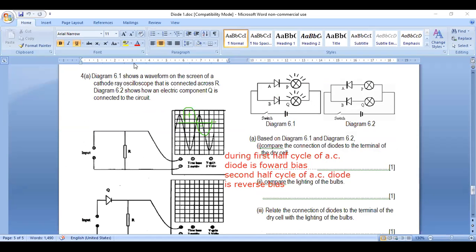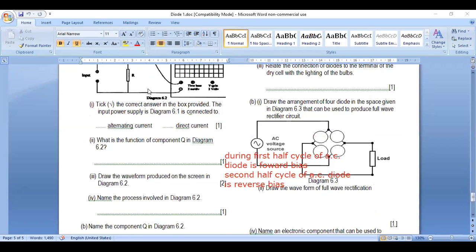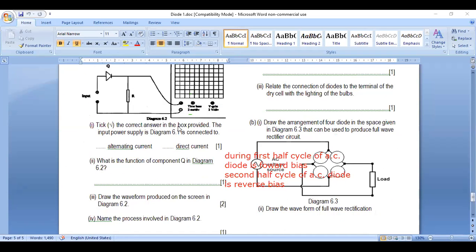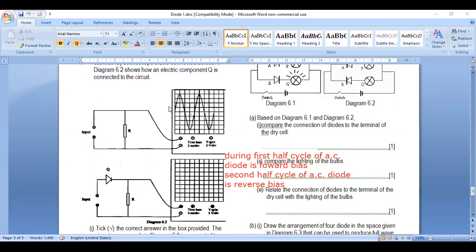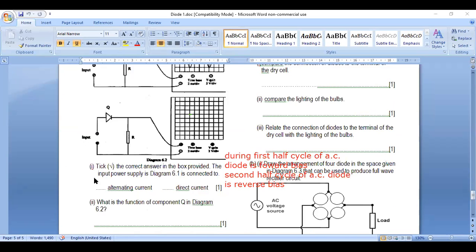Okay. Now, one more example. Diagram 6.1 shows a waveform on the screen of the cathode ray oscilloscope that is connected across R. Diagram 6.2 shows how an electronic component Q is connected to the circuit. Tick the correct answer in the box provided. The input power supply in diagram 6.1 is connected to what? This one shows an alternating current, so tick alternating current.